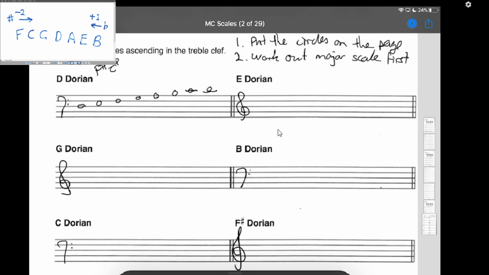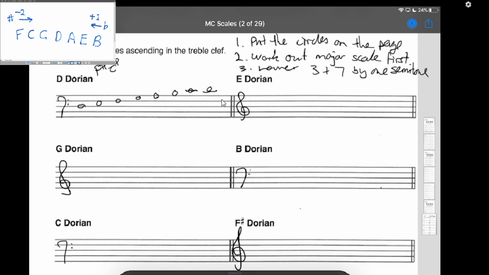So I didn't give you the 3rd step, by the way, did I? The 3rd step, which of course I didn't tell you, write it down here. 3rd step, which of course is lower 3 and 7 by 1 semitone. So there you go. So hopefully you can see that now. Cool. So let's have a go at this E Dorian.